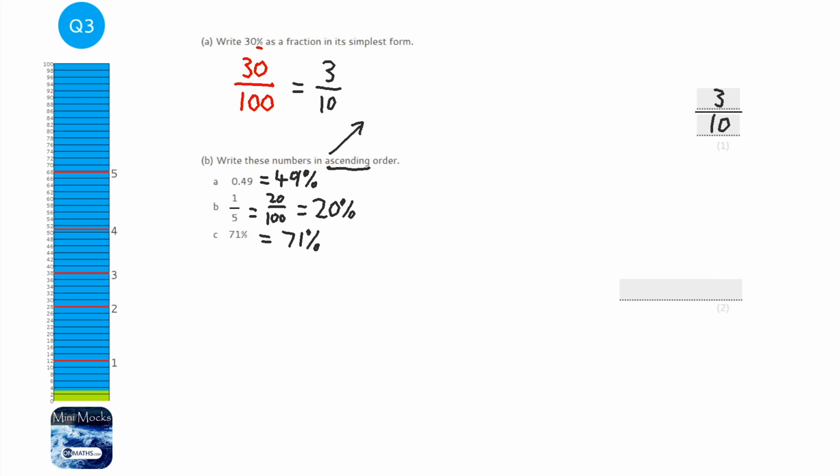A plane ascends when it takes off, and then descends when it starts coming down to land. So it's really important that you write in the numbers in the question rather than the ones that we wrote. So we're going to start with the smallest, which is 20%, which was 1/5. So don't write 20%. Then 49%, which is 0.49. And then finally 71%.